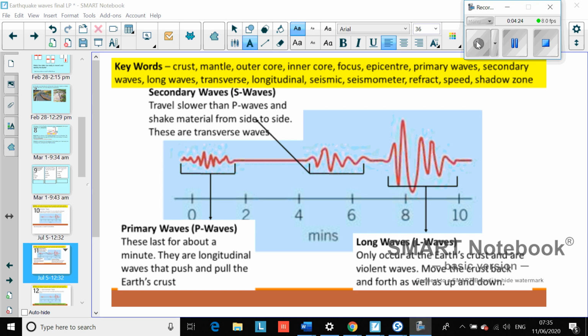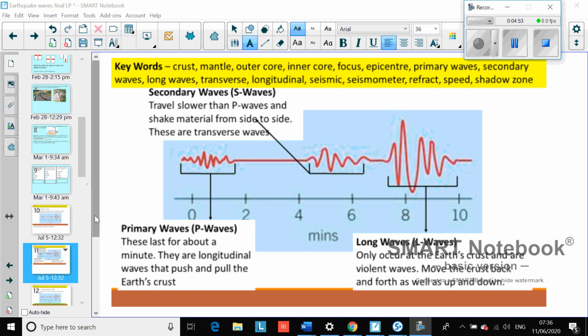Welcome back. So when an earthquake happens, you essentially get three types of waves. This is pretty standard amongst all earthquakes. They all sort of do the same thing. Firstly, you get primary waves. Okay, these last for about a minute, and they're longitudinal waves. Okay, they're ones that go back and forward. You won't have learned about those yet, but you will with the next topic. Secondary waves, they go side to side.